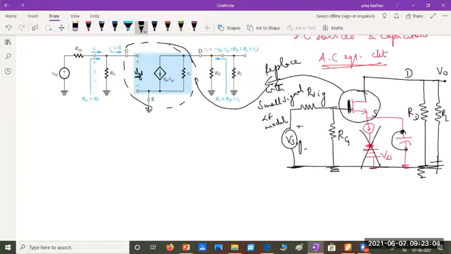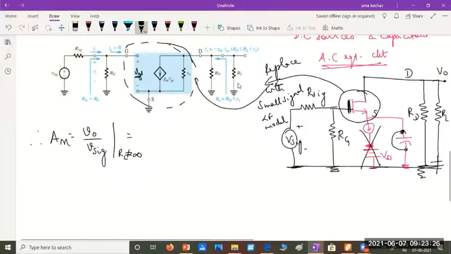I'm using this to find the mid-band gain first. So let's find the mid-band gain. Therefore, the mid-band gain AM is defined as V0 by Vsig when RL is present in the circuit. If you want, you can say with RL not equal to infinity. So for this complete circuit, we just have to find the ratio of output voltage to the actual input voltage.